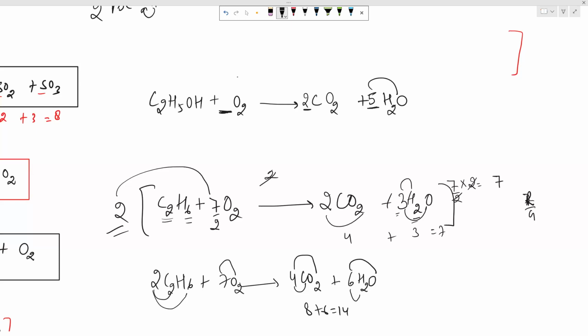Just count the total number of oxygens, whether it is balanced or not. There are only 3 oxygens, 1 here and 2 here. 3. And only the 5 is there. 4 plus 5, 9 oxygens are there. How is it balanced?